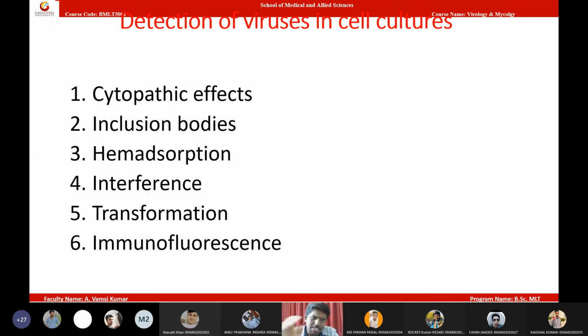Then we have three more tests: interference test, transformation, and immunofluorescence test. These three I will discuss later. Okay. So first let me start with cytopathic effects. Now I will be discussing the detection of viruses in cell cultures. The first one will be cytopathic effects.